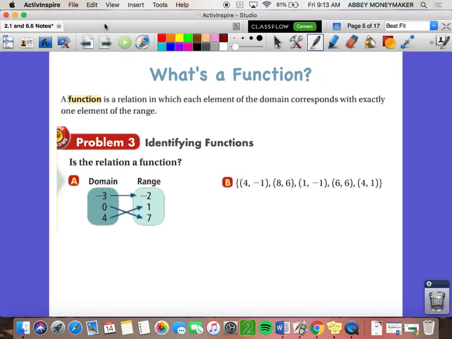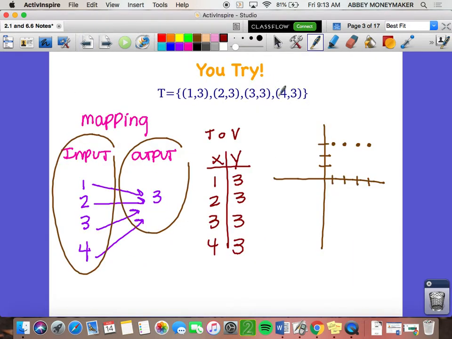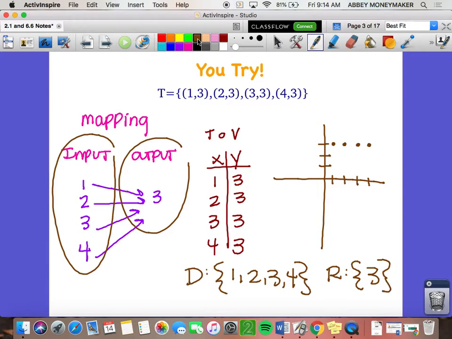Okay. All right. I thought I had a U-try problem, but if you want to, we can totally try with this one. Let's do it. So let's come back to this last slide, and let's list out our domain and our range. Our domain would be 1, 2, 3, and 4. And our range, this would be easy because it's only one number. I don't have to list 3 multiple times. I just have to list it one time.